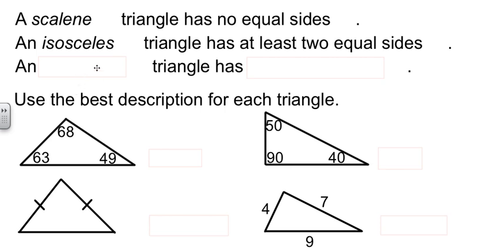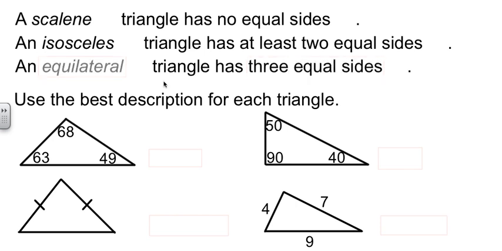But, more specifically, if it has 3 equal sides, it's called equilateral. Okay? And the word tips off what it means. Equal and lateral means side. So equal sides, all the sides are equal, we call it equilateral.